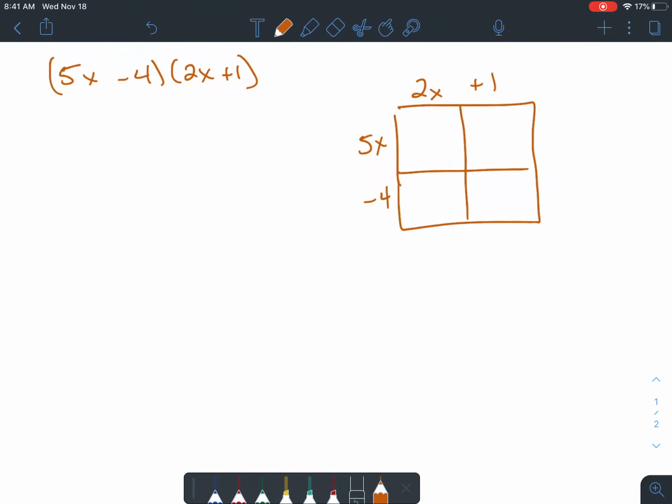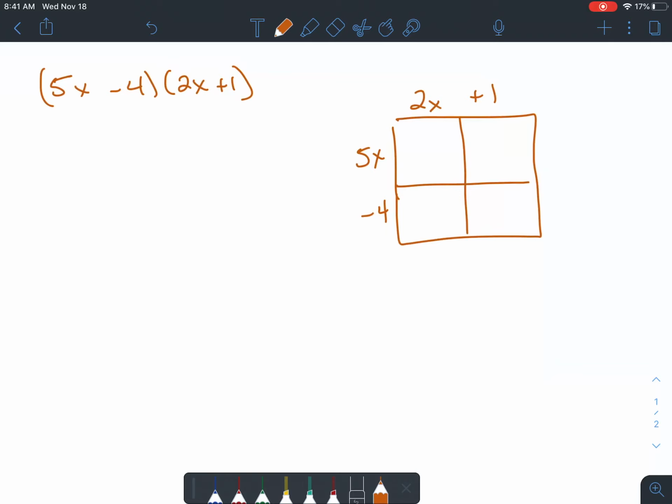So what we're going to do is find the area of each rectangle. 5x times 2x gives us 10x squared. Then on the right one it's 5x times 1, which is just 5x. On the bottom here we have negative 4 times 2x, which is negative 8x. And then over here we have negative 4 times 1, which is negative 4.